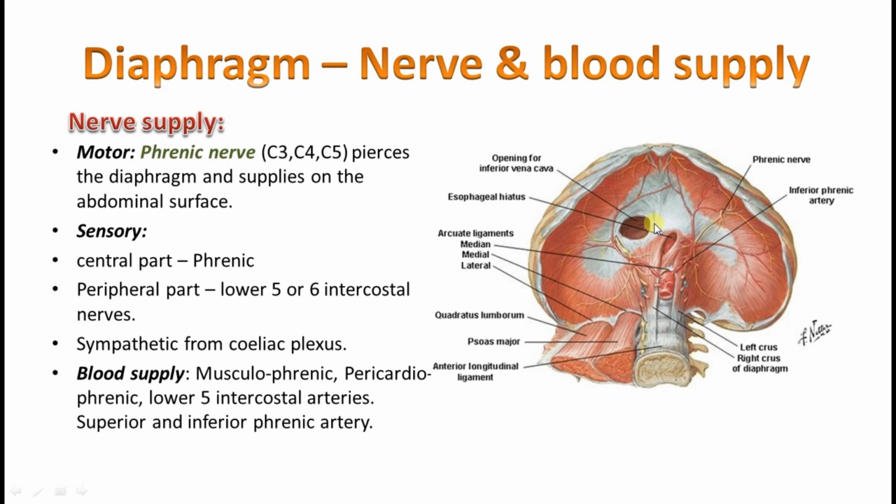Blood supply, as I told you: musculophrenic, pericardiophrenic, lower 5 intercostal arteries, and superior and inferior phrenic arteries. Superior and inferior phrenic are direct branches from the thoracic aorta and the abdominal aorta. Musculophrenic is again a terminal branch of the internal thoracic artery. Pericardiophrenic branches are again branches from the internal thoracic artery.